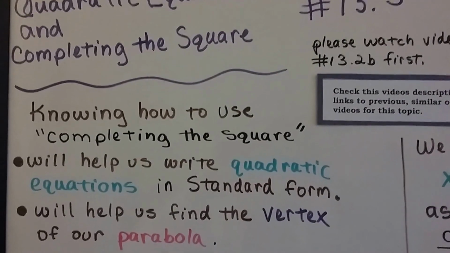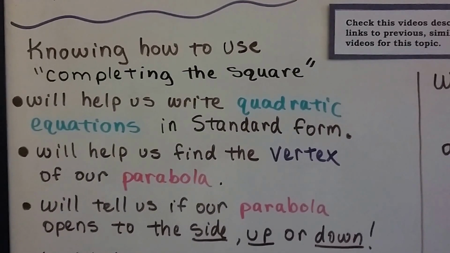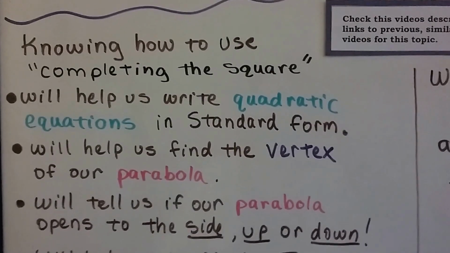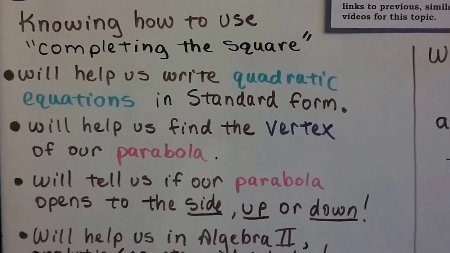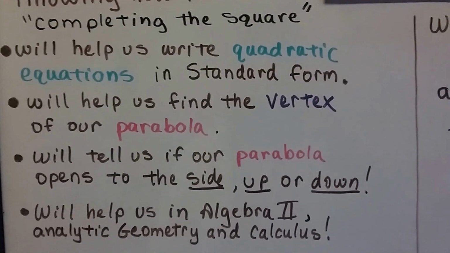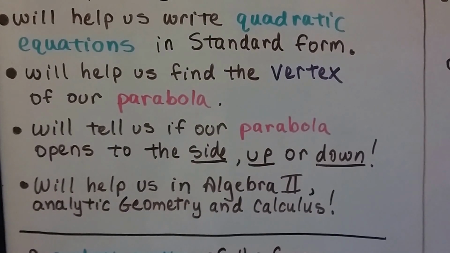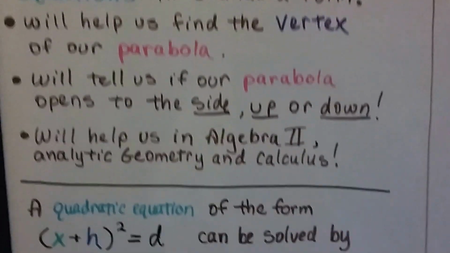Knowing how to use completing the square is going to help us write quadratic equations in standard form. It's also going to help us find the vertex of our parabola, and it'll tell us if our parabola opens to the side, up, or down. It's also going to help us next year in Algebra II or in analytical geometry and calculus.